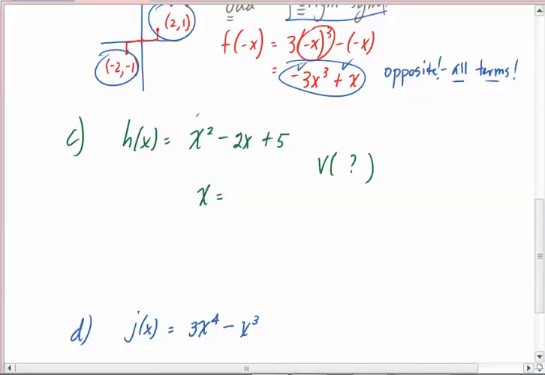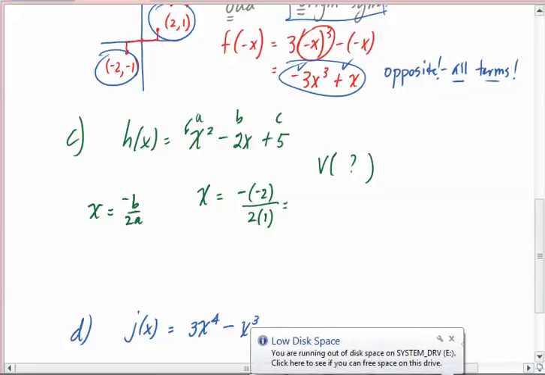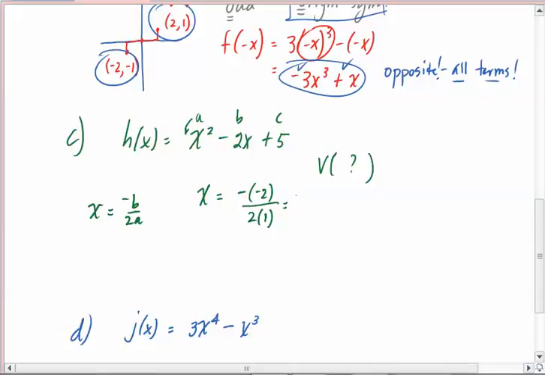This is A, B, and C, right? A is a 1 right there. We're going to have negative, negative 2. In other words, this is the formula, negative b over 2a. I'm finding the x-coordinate of the vertex. So negative negative 2 over 2 times 1, so we get 2 over 2, which is 1. So the vertex in this case is 1, comma, down.